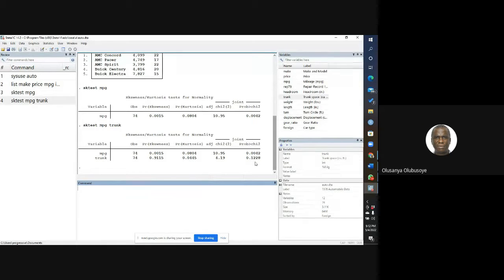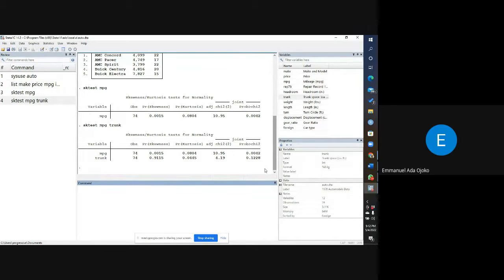But the opposite is the case for trunk. You will see that the p-value is bigger than the alpha level that we have chosen, 0.05. When that happens, we cannot reject the null hypothesis. And therefore, we conclude that trunk is normally distributed.